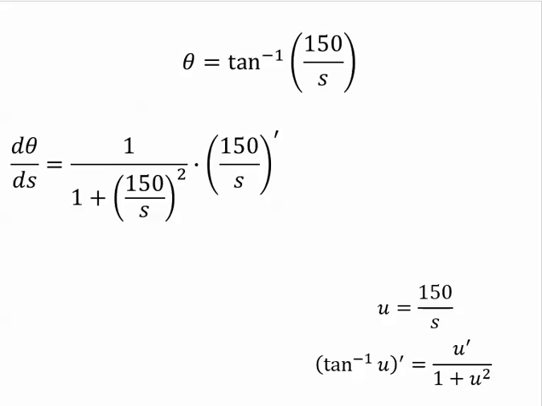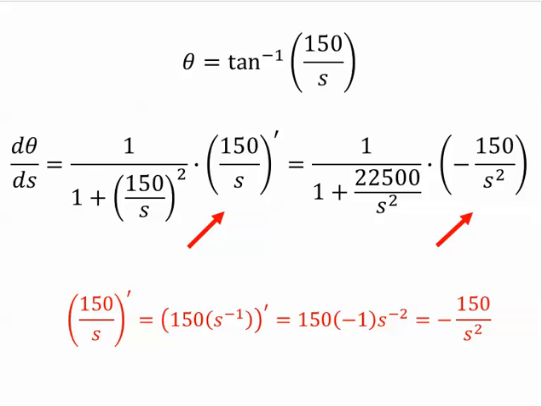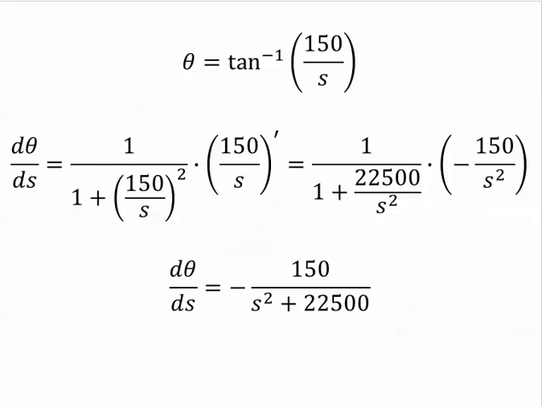So we set up the derivative, and then we take the derivative of 150 over S. We also find what is 150 over S, and we find out what's the square of that. Now, just to remind you, the derivative of 150 over S takes a little bit of work, and I show you here how to do that. After the cleanup, I get negative 150 over S squared plus 22,500, and then notice the negative in the front.